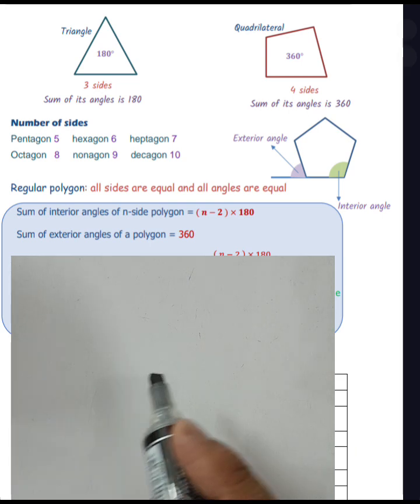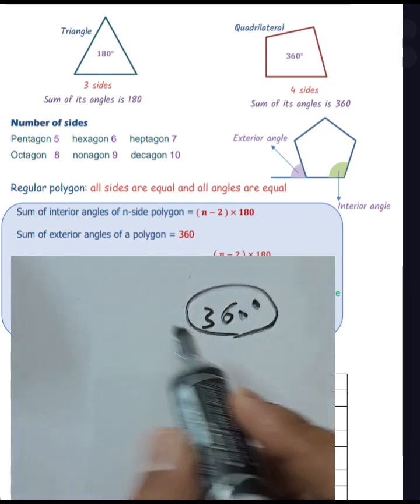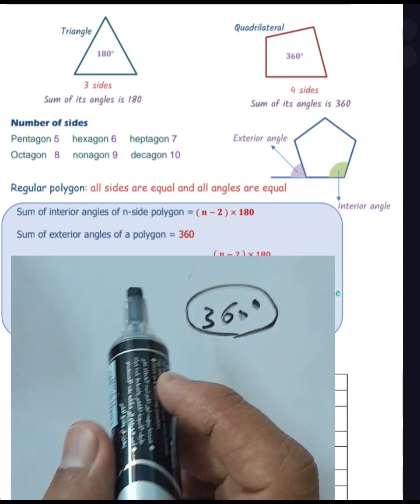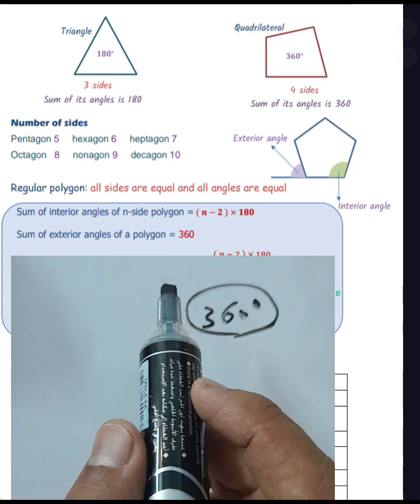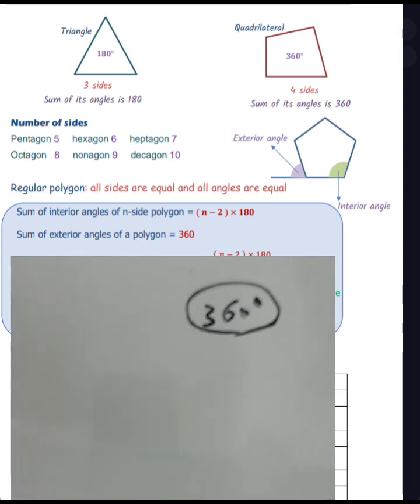The sum of exterior angles of a polygon is 360. In a polygon, to find the sum of exterior angles, it will be 360. You must keep this number in your mind.